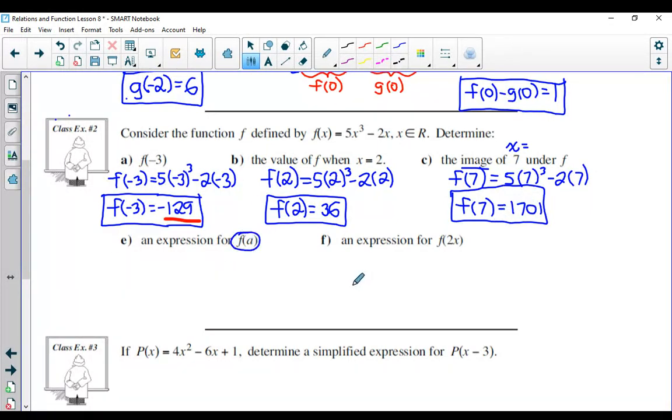Now it says an expression for f of a. So this might seem a bit confusing. So you're like, well, what's the number? Well, this time around, it's not a number. You're actually going to plug in a variable and just try to simplify it.